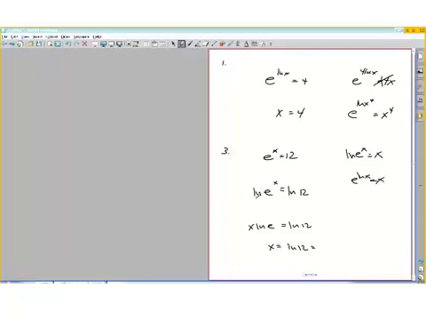You could have gone directly here to x, because of the inverse properties of these two functions, or you could take this out and then take the natural log of e, and you find out that's equal to 1. So the final answer is the natural log of 12, which if you use your calculator, you get 2.4849, so we round to 2.485.